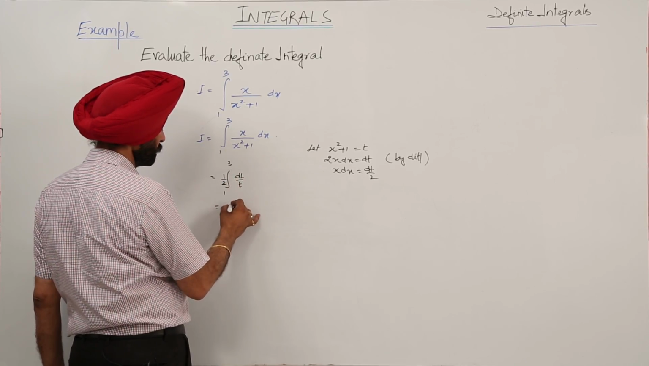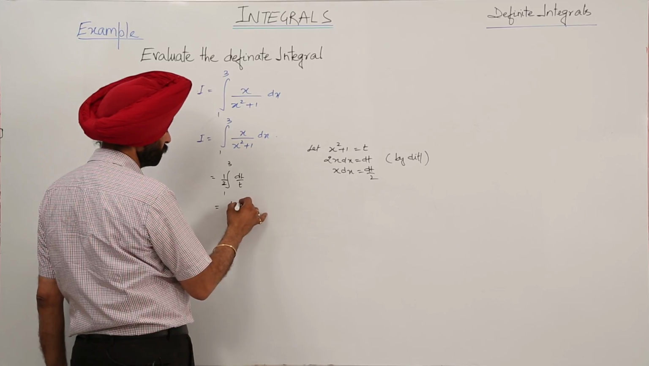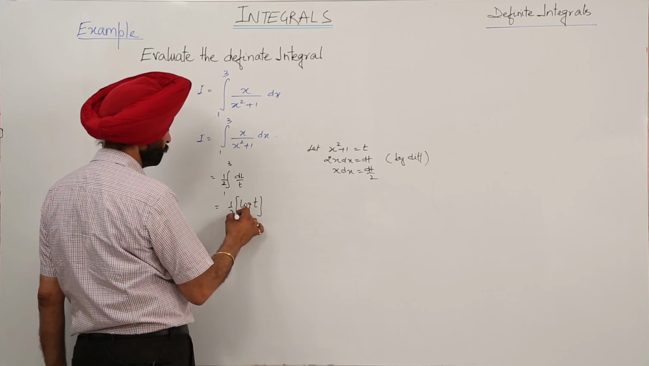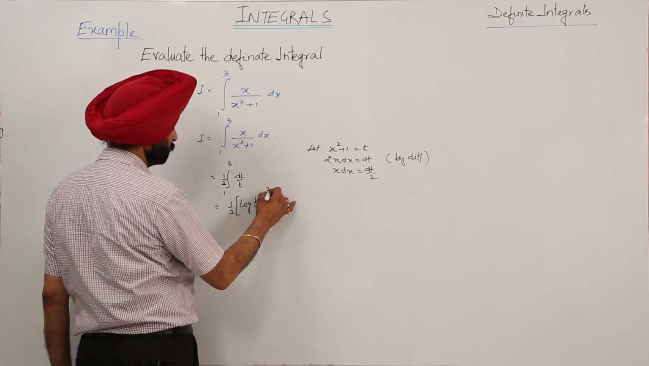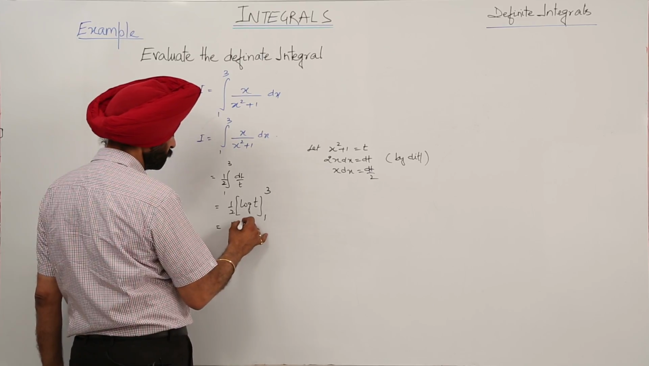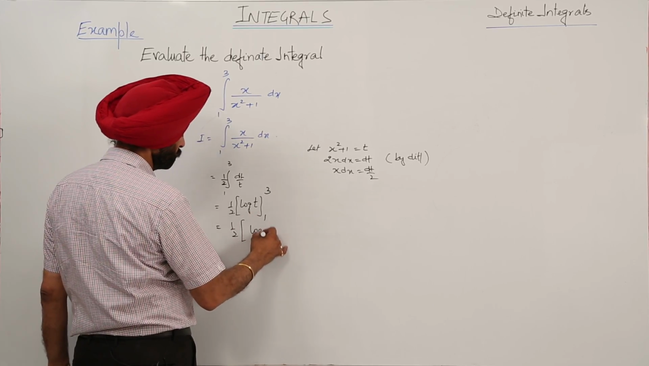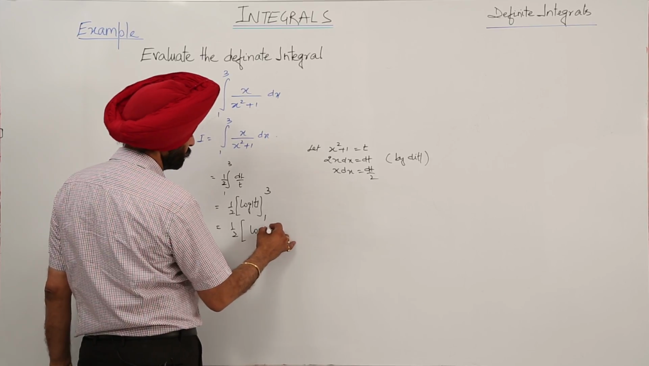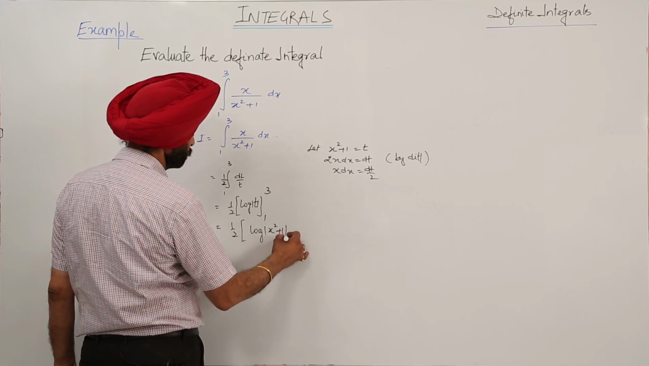Now the question becomes integration from 1 to 3 of 1 upon 2 dt upon t, and this is equal to 1 upon 2 log t from 1 to 3, or 1 upon 2 log mod of t. Log mod of t is x square plus 1.